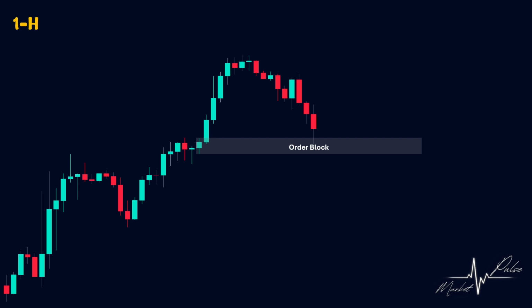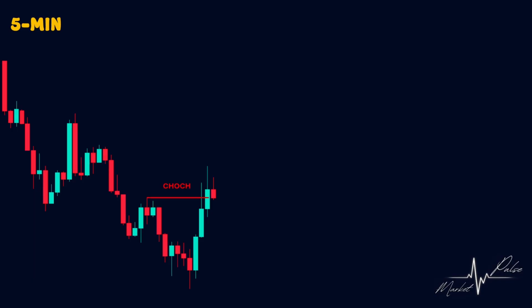So, let's zoom in on the 5-minute chart. On the 5-minute chart, the market has already made a change of character, which is the reversal signal we were looking for. This indicates that the short-term downtrend is over, and now we can take long trades with confidence. Next, we simply wait for the price to print order blocks and open long positions.